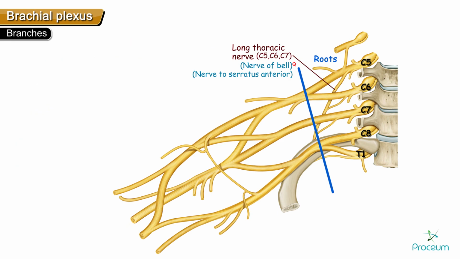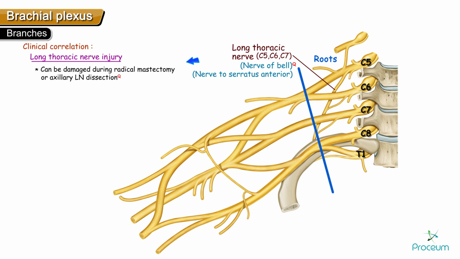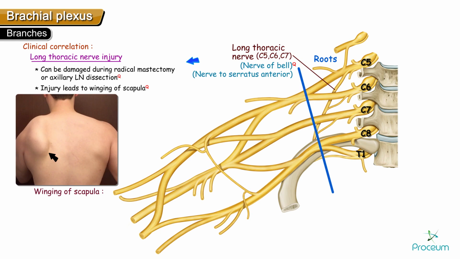An important point that you should remember about long thoracic nerve is that it can be damaged during radical mastectomy or axillary lymph node dissection. And damage to this long thoracic nerve or the nerve to serratus anterior will lead to winging of scapula. Winging of scapula is a condition where the scapula fails to move forward. Instead, the medial border of scapula goes backward and becomes prominent.